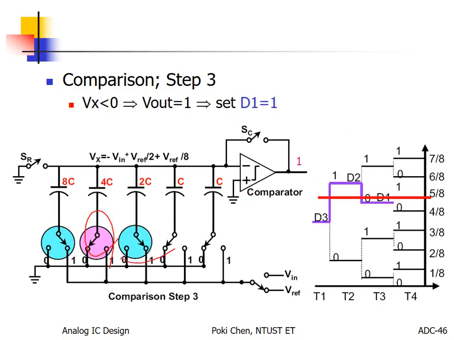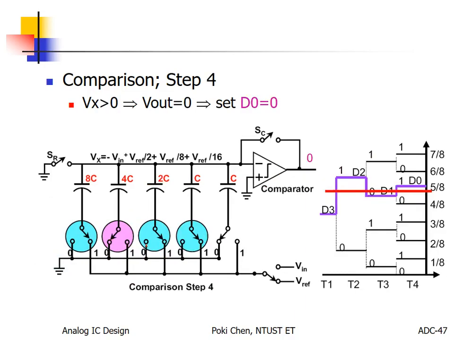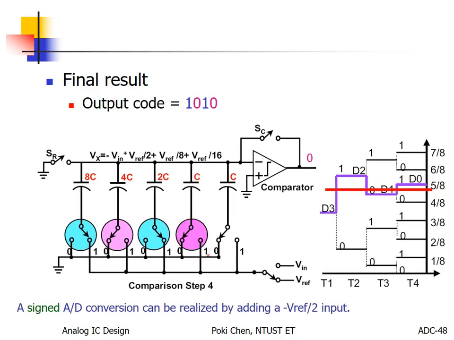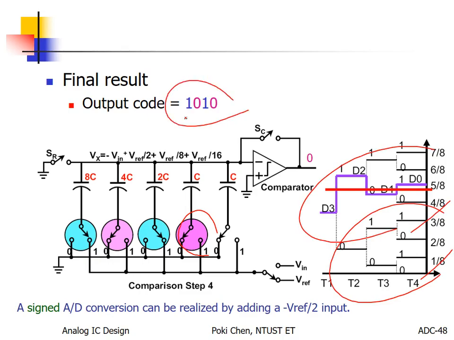And then we apply the next bit, the third bit. Okay? Not enough, so we get 1. Keep it. Go to the next. Okay? Too much. Finally, because too much, right? So you need to reset the last bit. So you get the other one. Okay? So what is the final result? According to the operation explanation here, we get 1, 0, 1, 0. That's it.